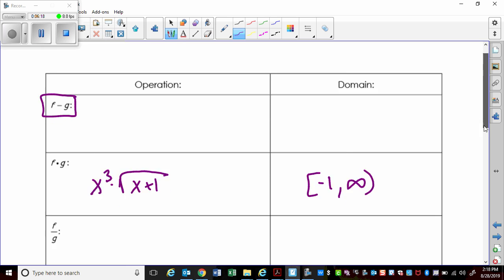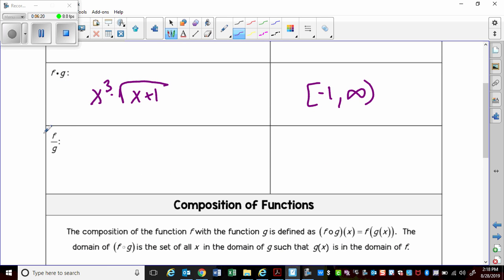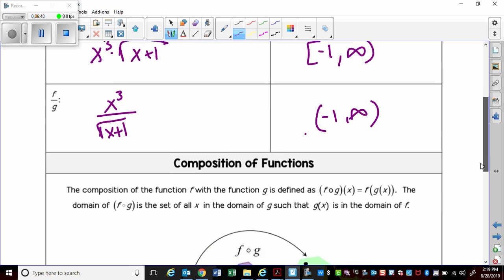Now for the denominator, this might be different. Remember, f was x cubed, but g is the square root of x plus 1. And in this case, we cannot have 0 in the denominator. So if this is negative 1 plus 1, that would give us 0. So 0 wouldn't work either. So it's still going to be negative 1 to infinity, but we can't include negative 1 this time. So these are both parentheses.